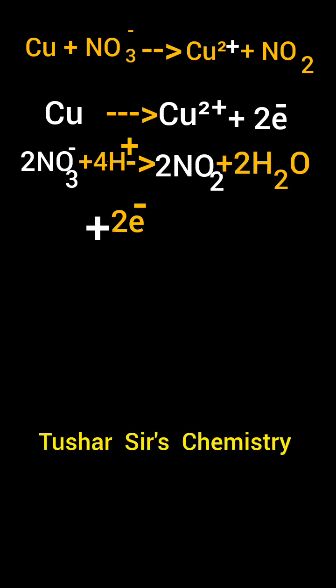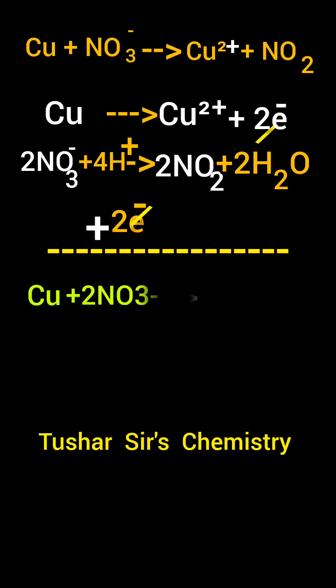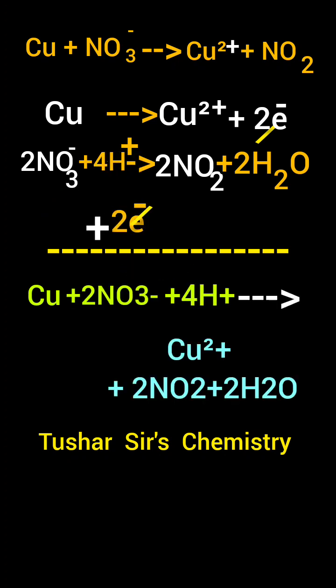The number of electrons on the right hand side in the first equation is equal to the number of electrons on the left hand side, so they can be cancelled. After cancellation of the electrons, now we have to add these two equations. Put the arrow below the arrow mark, then on the left hand side you will find Cu, 2NO3 minus, 4H plus. On the right hand side you will find Cu2 plus, 2NO2 and 2 water. You see the equation is balanced both electronically and in terms of atoms.